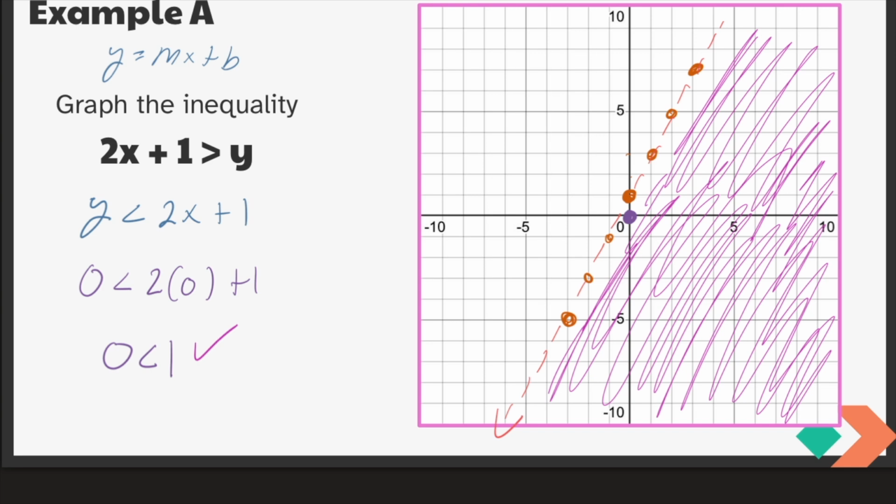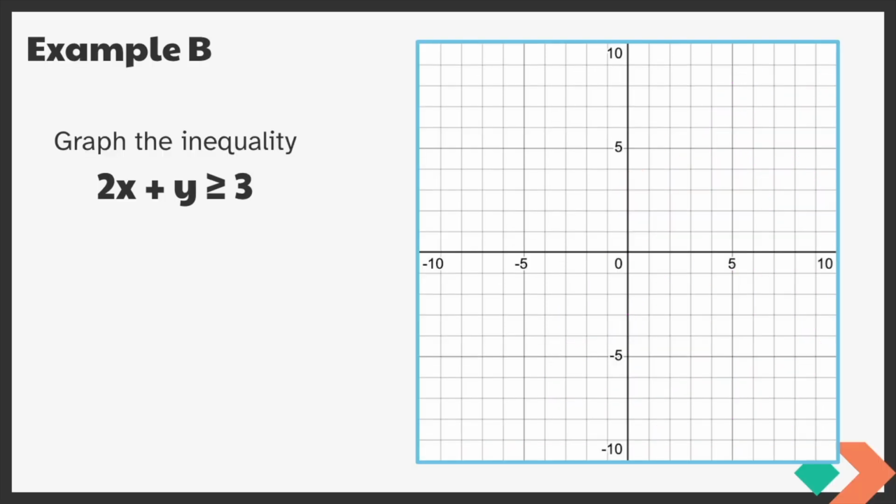Now let's take a look at example B. Here we are in example B, and again we have to graph the inequality, but of course we want it to be y equals mx plus b, or in this case we're looking for y is greater than or equal to mx plus b. The bad news is that my inequality is not currently in slope-intercept form. So I have to make it in slope-intercept form by moving that 2x to the other side. I'm going to do that by subtracting 2x on both sides.